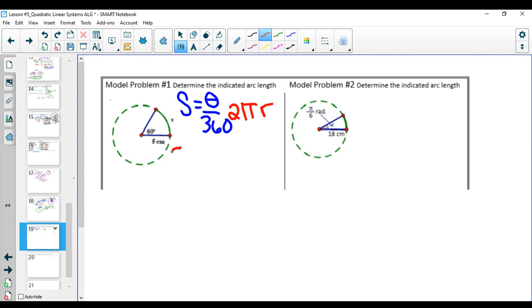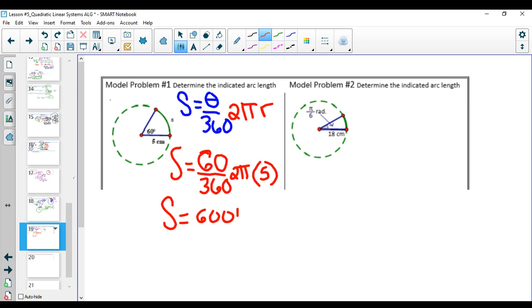So theta comes from your central angle, so we're going to plug in 60 over 360, 2 pi, and we're going to plug in 5 for the radius. Okay, once you do all that, you can plug in 60 times 2 times 5 divided by 360 in the calculator. You will get 600 pi over 360, and that would reduce to 5/3 pi.